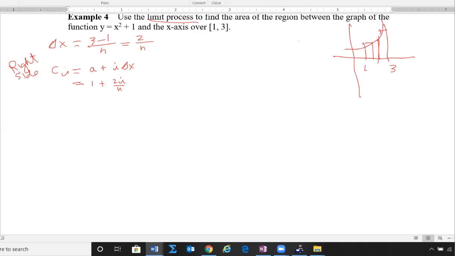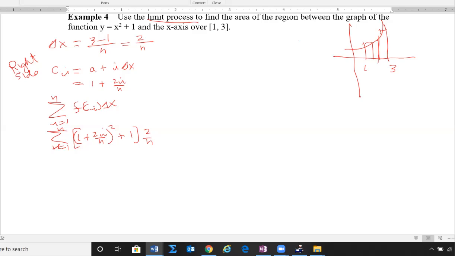So we will get finally to that right side, the last rectangle. And okay, so now we'll just go ahead and form our sum. The sum of f of c sub i delta x from i equals 1 through n. We want x squared plus 1, so it'll just be 1 plus 2i over n, squared, plus 1. And don't forget the delta x, which is 2 over n.